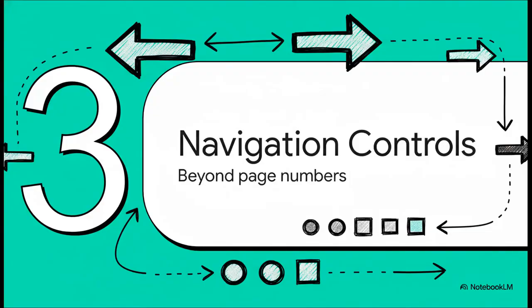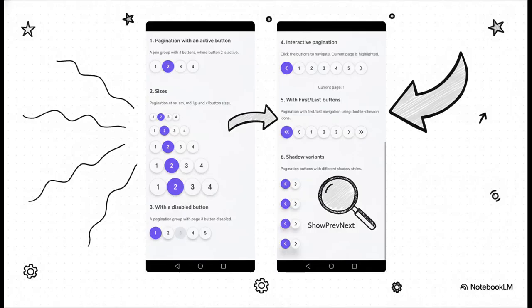Okay, numbered pages are a solid start, but let's be honest, a really great user experience needs more direct controls. So let's see how we can level this up by adding some dedicated navigation buttons. Check this out. On the left, you've got your standard numbered buttons, but on the right, boom! The same component now has those handy previous and next arrows. This is a huge usability win, and you get it just by flipping a single switch called Show Prev Next.